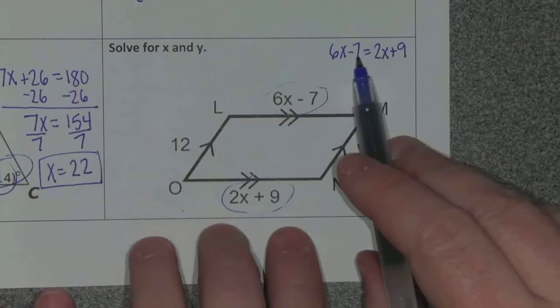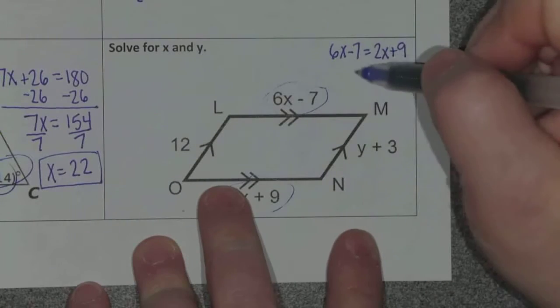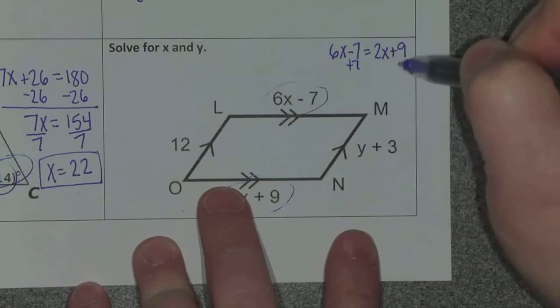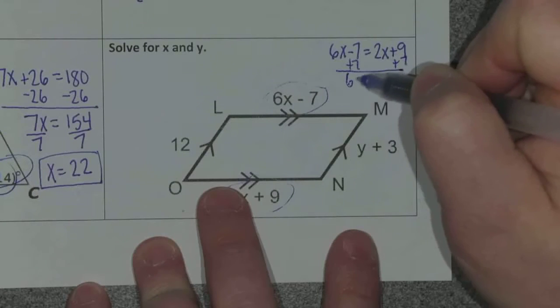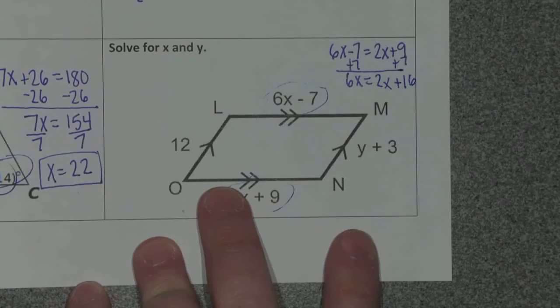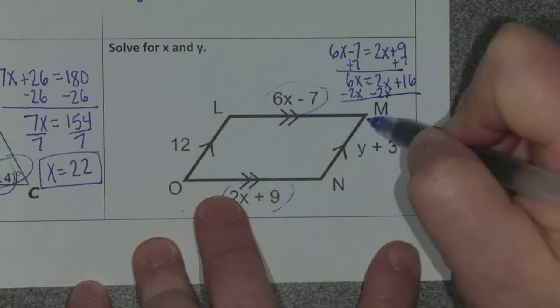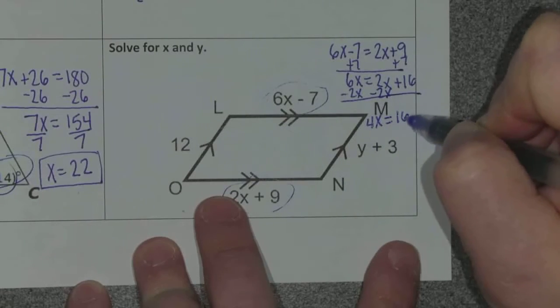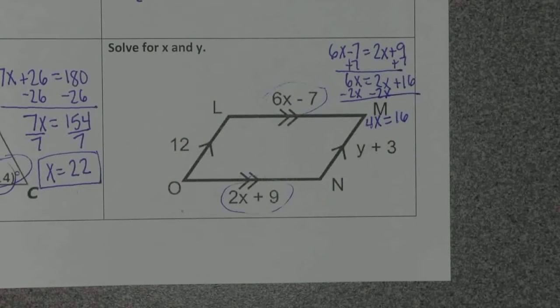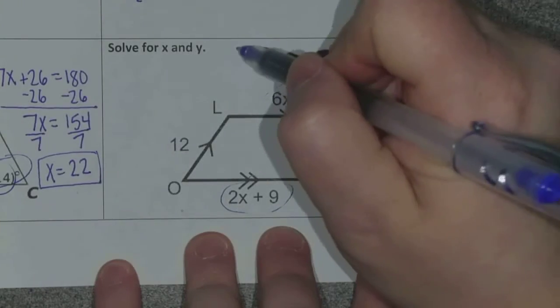What do you want me to do to solve this, to get my x's on one side together? Add 7. So I have 6x equals 2x plus 16. I got to move that 2x now, right? So that the numbers are by themselves and the variables are by themselves. So subtract the 2x over. And I get 4x equals 16. So how much is x going to be? 4. Good. So x is 4.